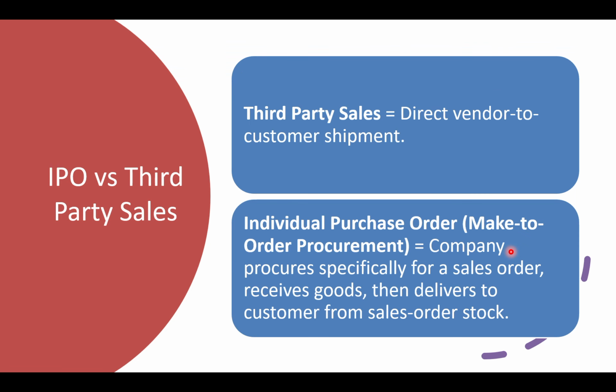Okay, so if someone asks for a one-line answer about the difference between IPO and third-party sales, you can say in third-party sales, the vendor directly delivers goods to the customer, whereas in IPO sales, the company procures this for the sale, particularly for the sales order, so that the vendor delivers goods to the company and then the company delivers goods to the customer, and the stock will be considered as sales order stock.